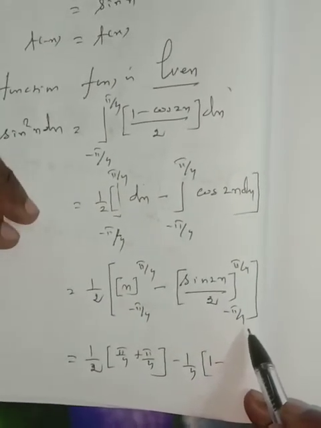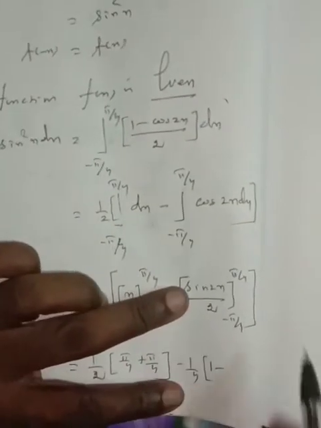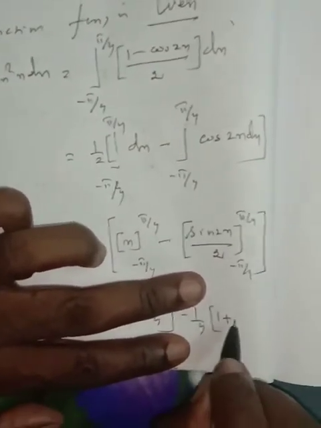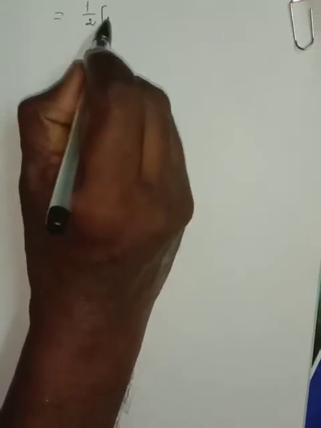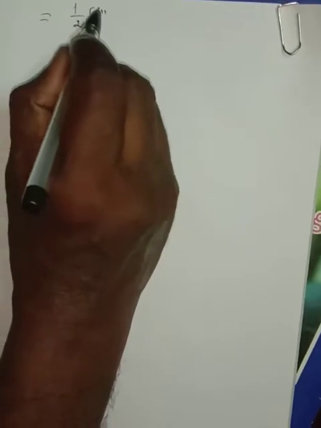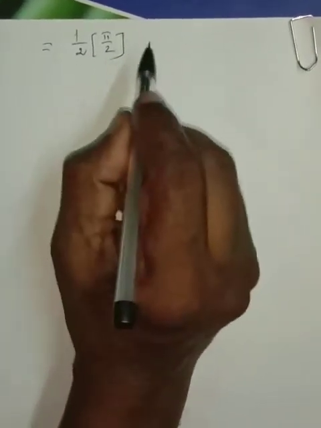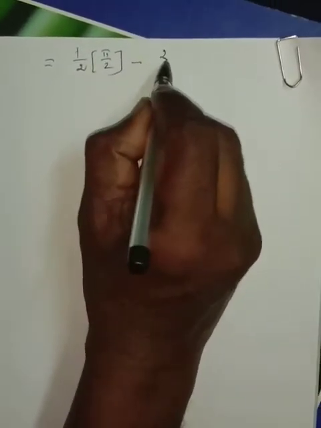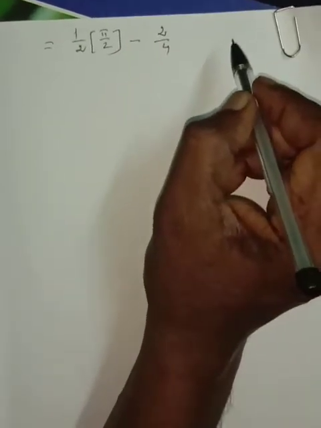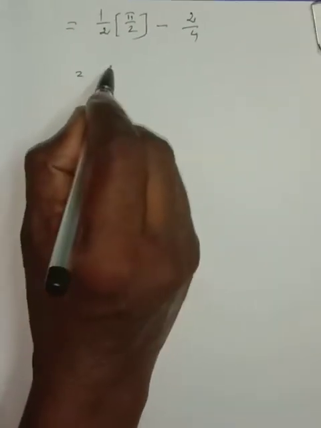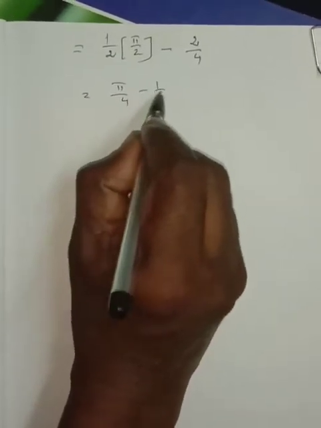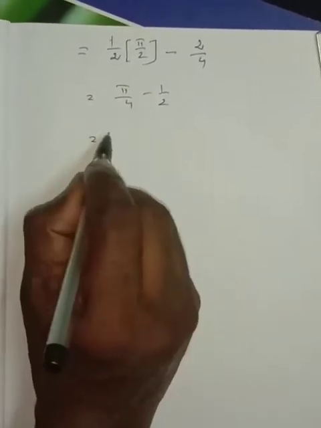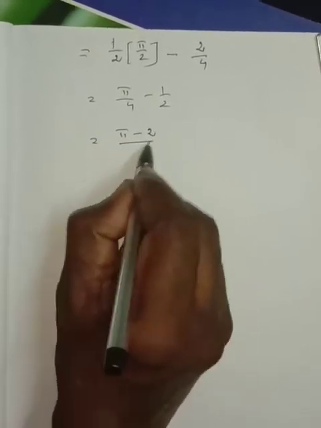Next, minus pi by 2. Minus pi by 2 means minus of minus plus 1, which is equal to 1 by 2 into pi by 4 plus pi by 4, which is pi by 2, right? Minus 2 divided by 4. 2 divided by 4 is 1 by 2. So it is equal to pi by 4 minus 1 by 2. Taking LCM, pi minus 2 divided by 4.